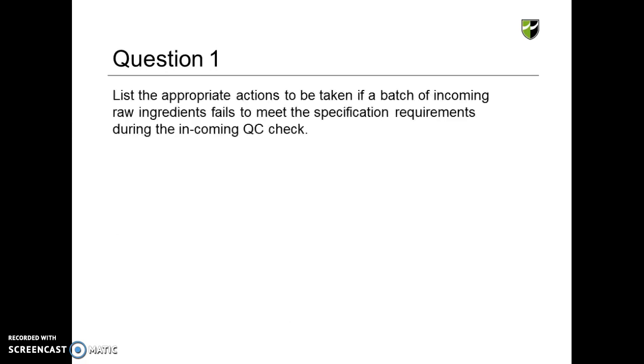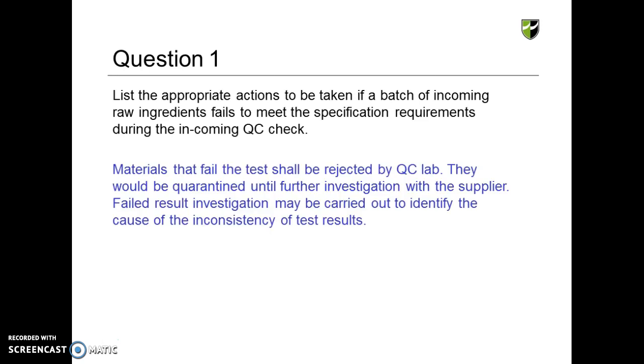Question 1. List the appropriate actions to be taken if a batch of incoming raw ingredients fails to meet the specification requirements during the incoming QC check. Materials that fail the test shall be rejected by the QC lab. They would be quarantined until further investigation with the supplier. Failed result investigation may be carried out to identify the cause of the inconsistency of test results.